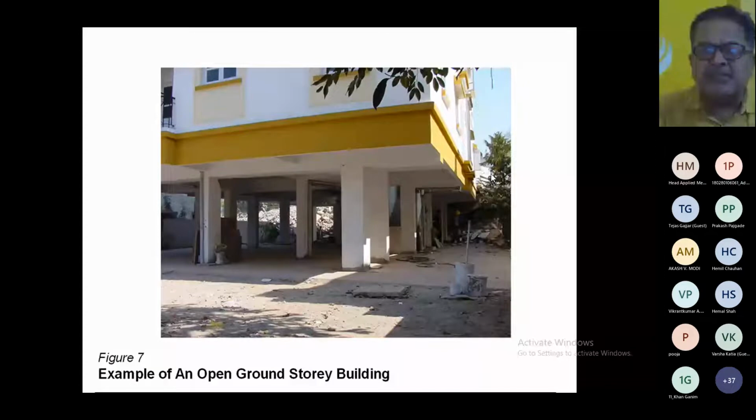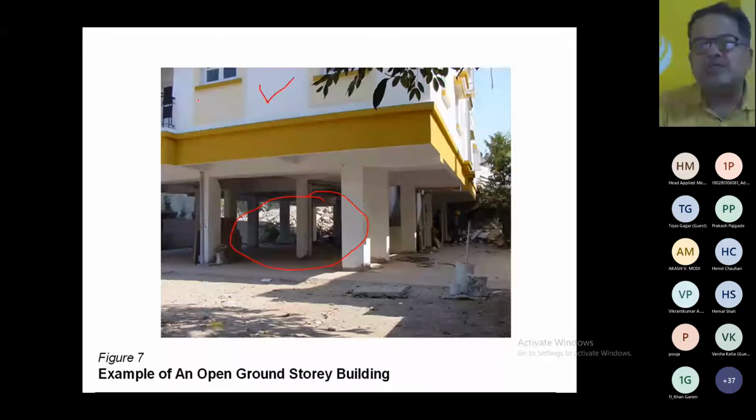You can see this. This is also open ground story. These are the columns. No walls are provided for the parking, and on the first story you have walls as well as columns. So if you look at the stiffness, the first story is very high, and in the ground story the stiffness is very less. Ground floor is very flexible as compared to the upper story. So there is a difference in the stiffness, and in the IS 1893 it is mentioned that the soft story. What is soft story? The soft story is the stiffness of any story is less than the upper story is known as a soft story.